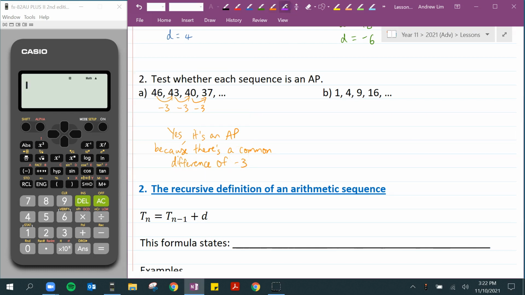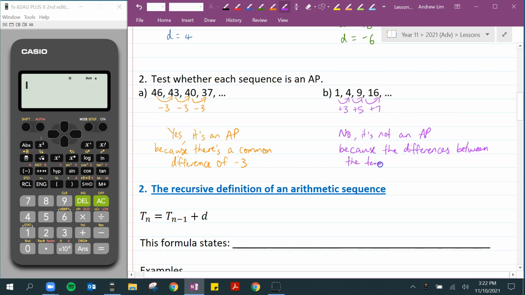What about B? Plus 3, oh, plus 5. Plus 7 is not the same. There's no common difference. So this is not an AP, because the differences between the terms are not common. So they're not the same.